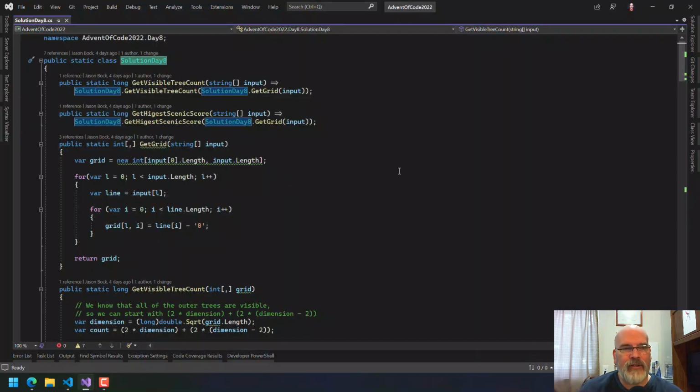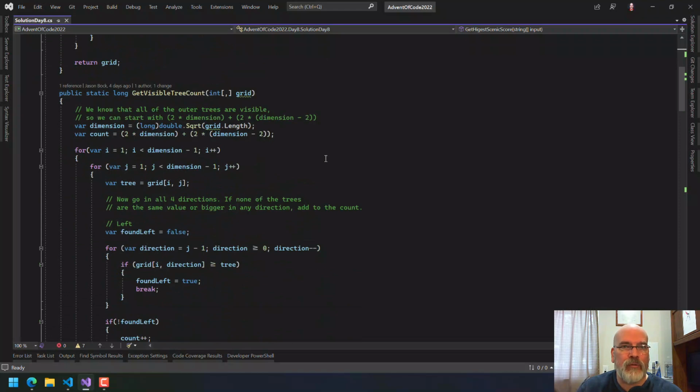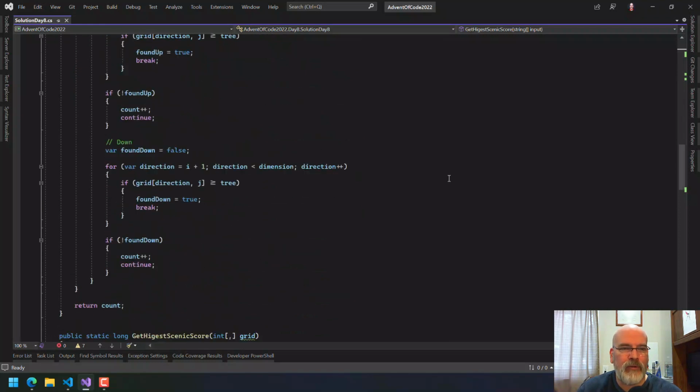And the way I did that is I just created a multidimensional array, which, as I was doing this problem, I thought, I think this is the first time I've legitimately used a multi-dimensional array in C#. I've known they've existed. I've just never run into a case where I actually needed to use them. It struck me that I don't think I've done this before. So I was able to use the multi-dimensional array in both cases, with getting the visible tree count from the outside and then the scenic score from the inside out, and then just use the rules that the problem gives you to look in each direction and find out what those scores are.